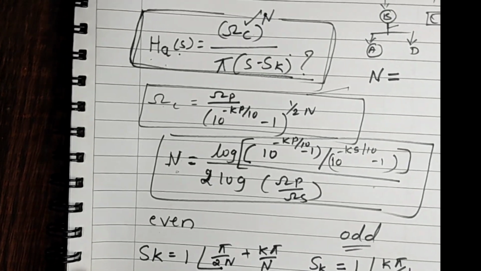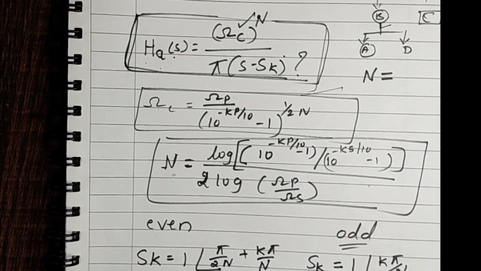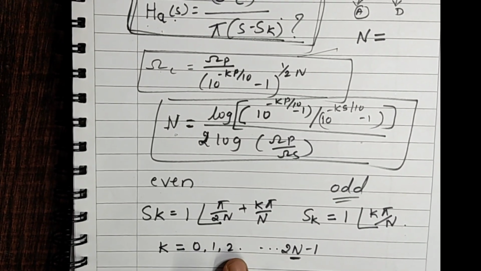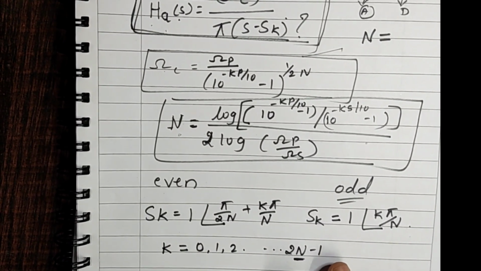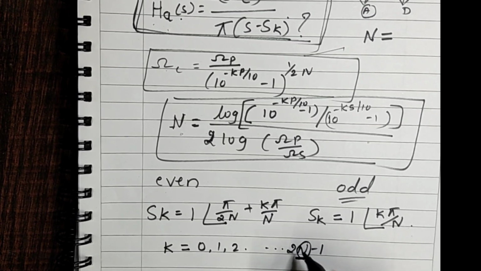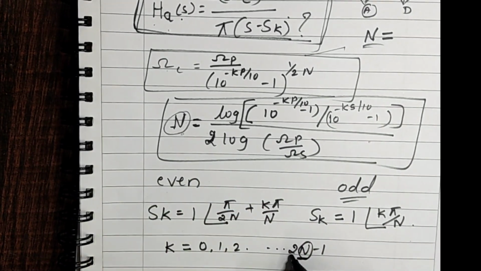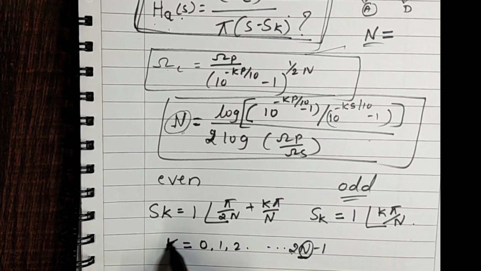So this is for even and odd. Now k is equal to 0, 1, 2 up to 2n minus 1, where n is the order that we have calculated. So 2n minus 1 is our k.